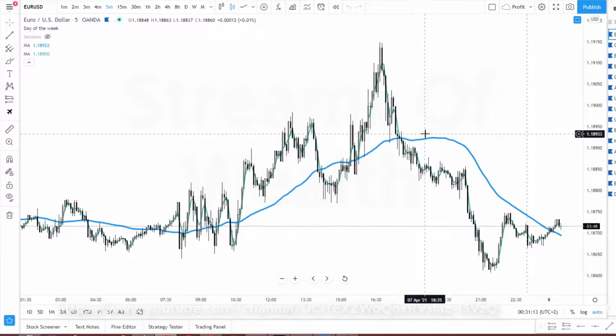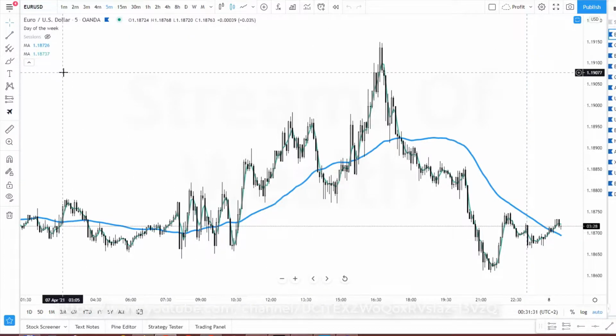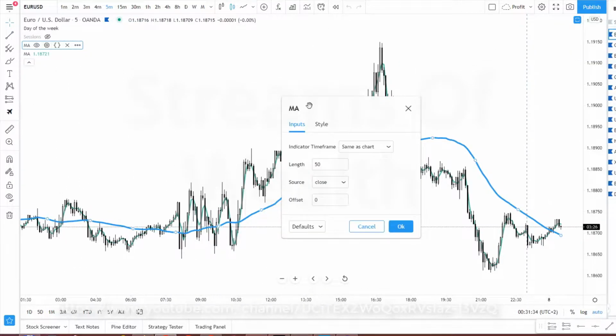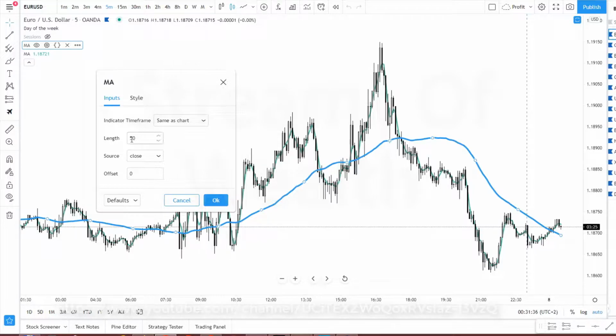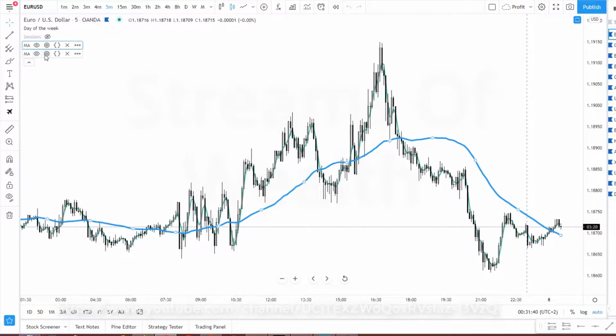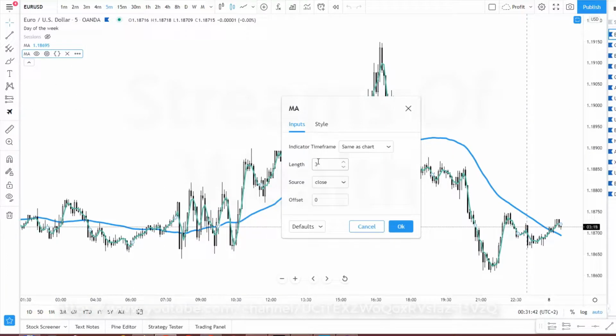So this strategy, you will have to use the major pairs, because you want to have as low spreads as possible, because on the lower time frames you want to have as low spreads as possible. So for this I will be using EURUSD pair, and we just need two moving averages. One moving average is 50 in length, so length is 50, and the second one is just 3.